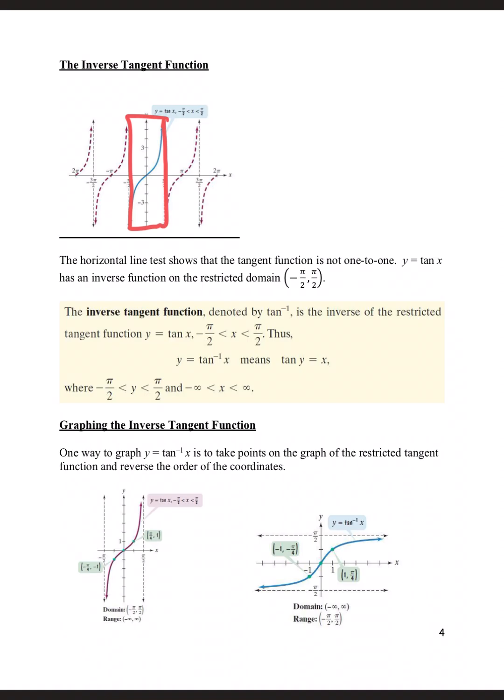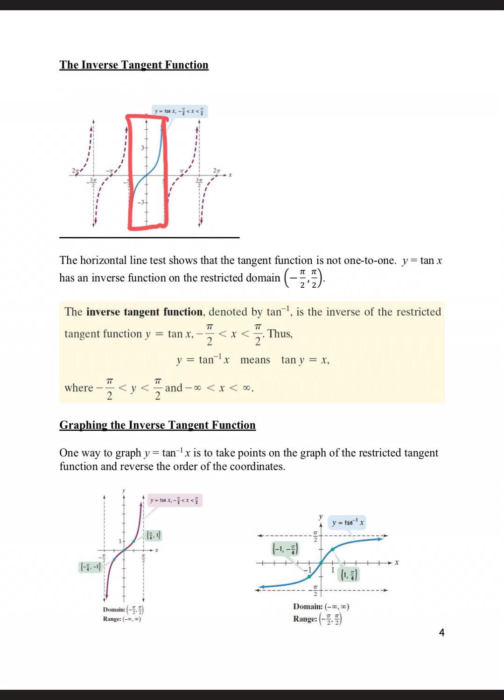So the inverse tangent function is the inverse of the restricted tangent function, y equals tan of x, where x is between negative pi over 2 and pi over 2. And this time, notice it's not equal to. It's just strictly in the open interval. So y equals tan inverse of x means tan of y equals x, where y is between negative pi over 2 and pi over 2, and x is all real numbers.